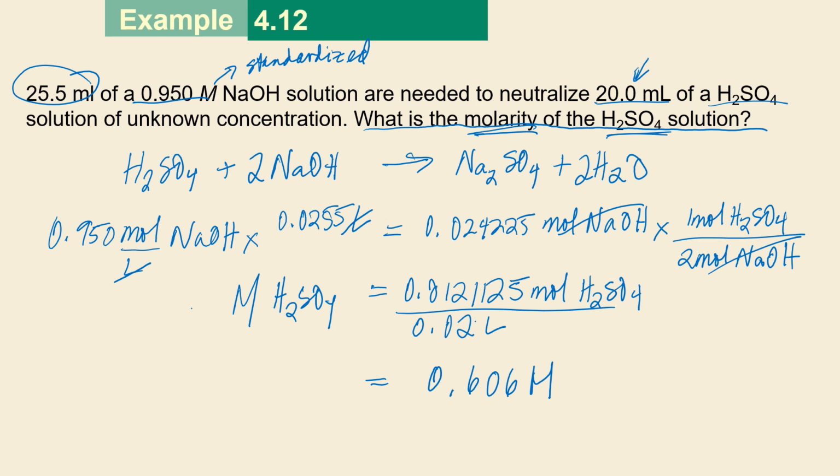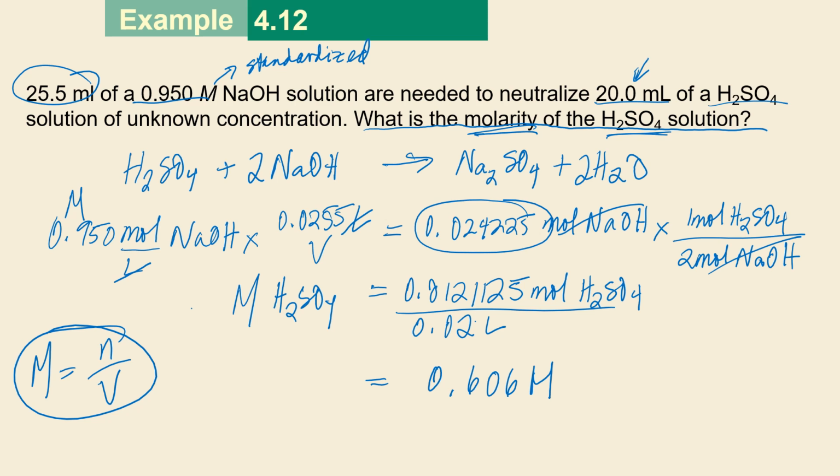So M equals n over V was a very important tool to use here. And understanding that molarity times volume gives us number of moles, and in turn, n over L equals molarity. So we're basically playing around with this equation to get the answer that we need.